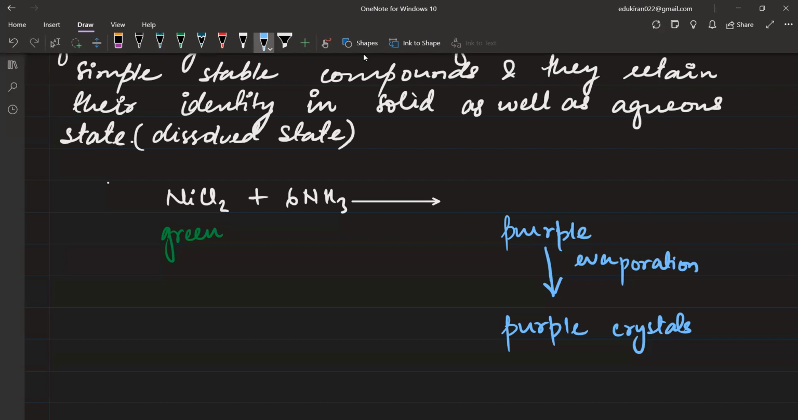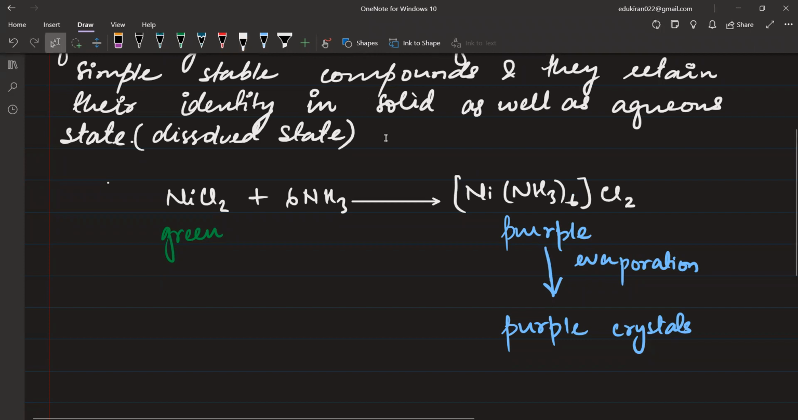Now, this particular molecule was found out to be nickel NH3 whole 6, and it had 2 chlorines outside the square brackets. Okay, and this was giving the purple color. Now, this is a very special type of molecule.